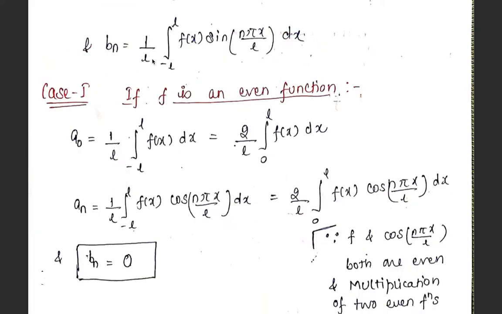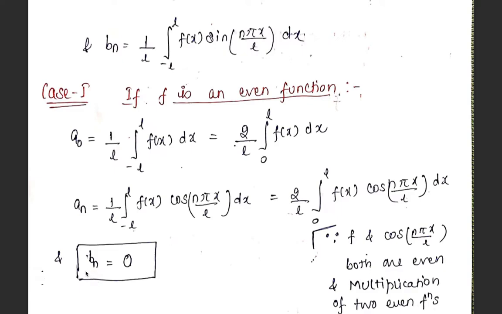Now let us discuss about bn. bn is 1 by L integration minus L to L f of x sin n pi x by L dx, where f is an even function and sin is an odd function. So the multiplication becomes odd. And we know that integration minus L to L of any odd function will be 0. So directly bn becomes 0.